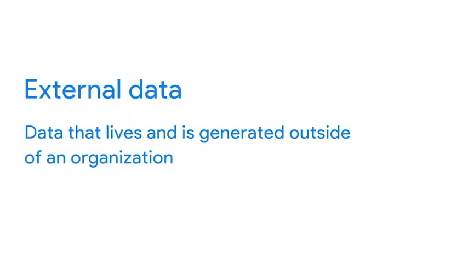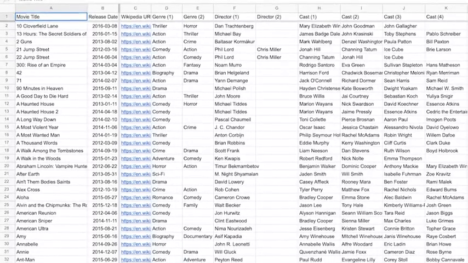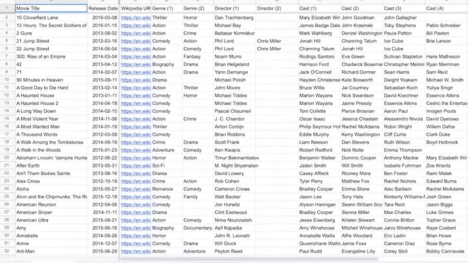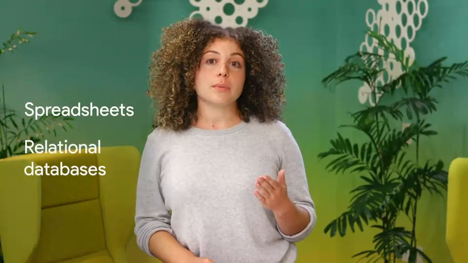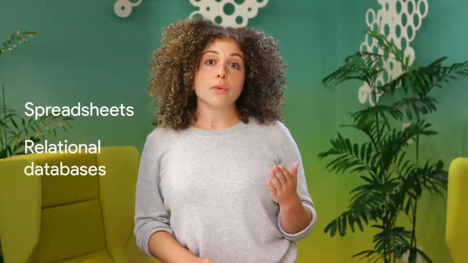External data is, you guessed it, data that lives and is generated outside of an organization. External data becomes particularly valuable when your analysis depends on as many sources as possible. A great thing about this data is that it's structured. Structured data is data that's organized in a certain format, such as rows and columns. Spreadsheets and relational databases are two examples of software that can store data in a structured way.